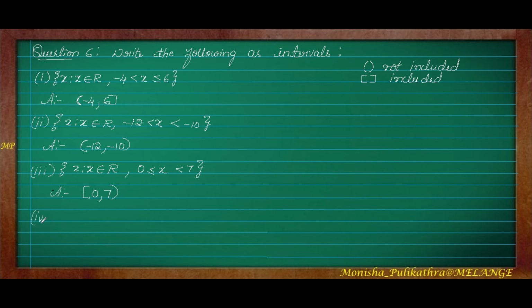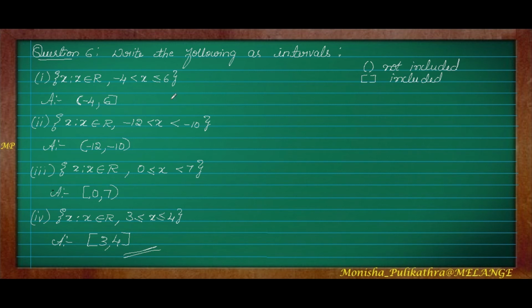Okay. Next is the fourth one, the last question of question number 6. The fourth sub-question is x belongs to R, real numbers, 3 less than or equal to x less than or equal to 4. So here x is greater than or equal to 3 and x is less than or equal to 4. Equal to means inside the x, 3 is also included and 4 is also included. Since both are included, we have to write the square bracket. Square bracket 3 comma 4, again square bracket, because both are equal to.